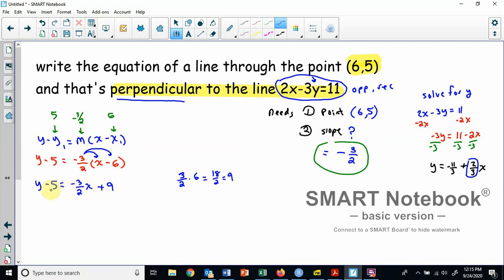Okay, so now we just need to add the 5 over. Plus 5, plus 5. So y equals negative 3/2 x. Now be very careful here. Positive 9 plus 5, that's positive 14.